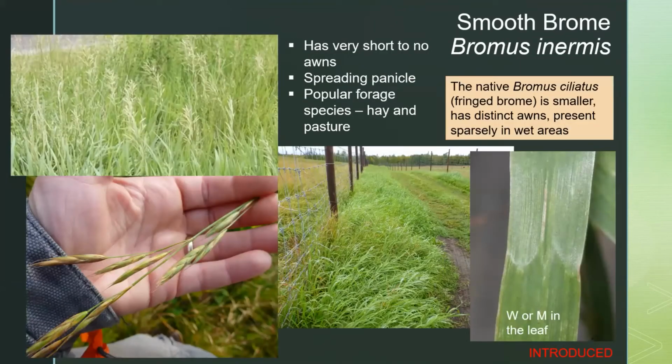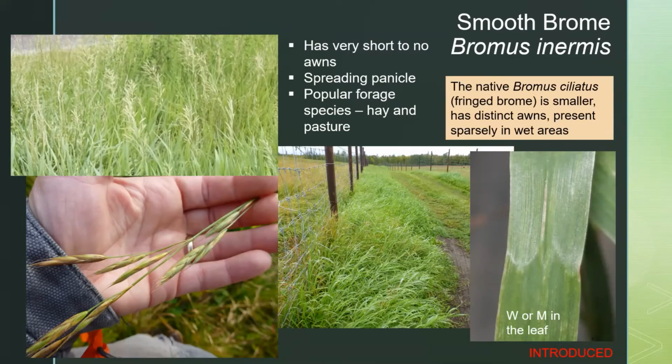Smooth brome is another one. It's introduced. It's a common forage and pasture grass planted, not so much here on the Kenai Peninsula, but a lot more in the Mat-Su Valley and in Fairbanks. It's got several florets per spikelet, as you can see. It's got a W on the leaf, a pinched area, and that's a really good indicator that you've got smooth brome.